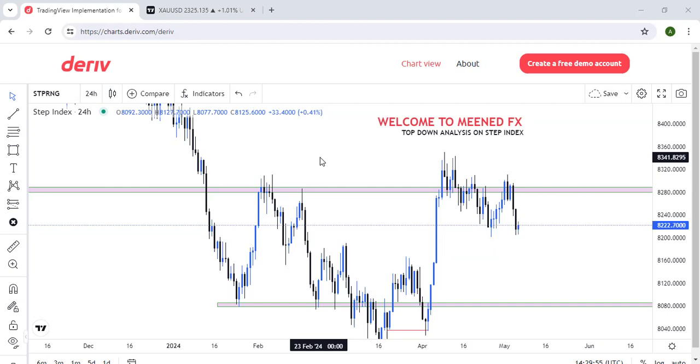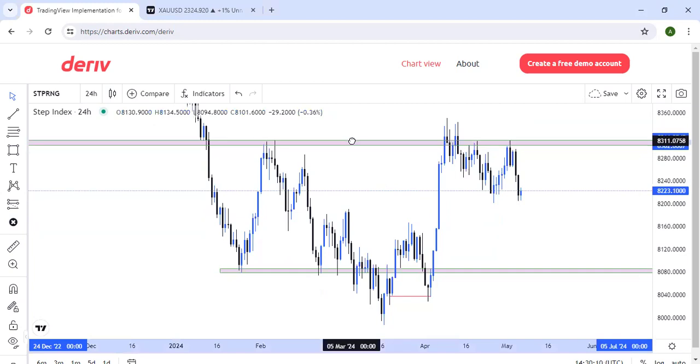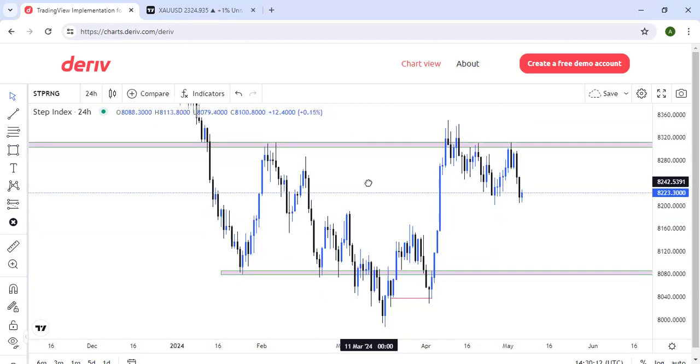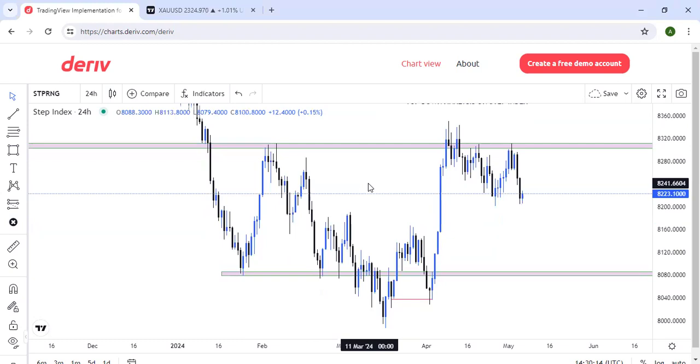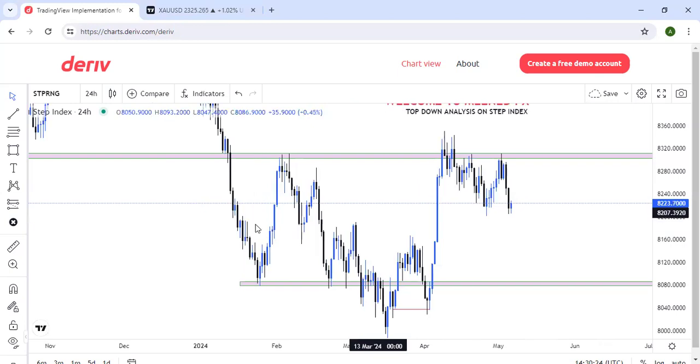All right. Now what we have is Step Index, and we want to do a top-down analysis on it, basically. So what is happening with Step Index? Let me make an adjustment. Now what do we expect on Step Index? First, we want to check our range highs and range lows basically on Step Index. So where's my range high?